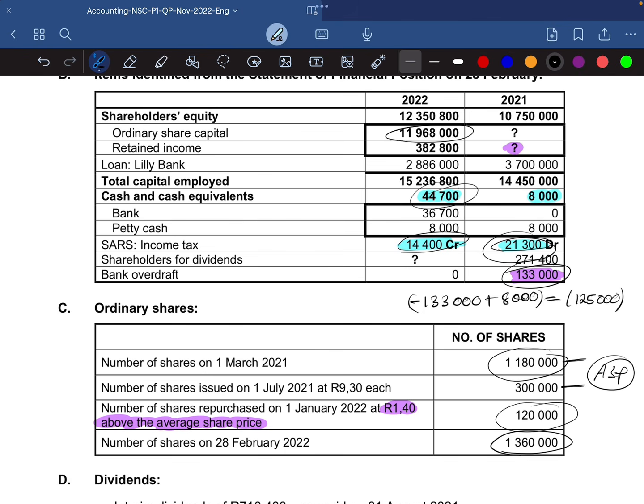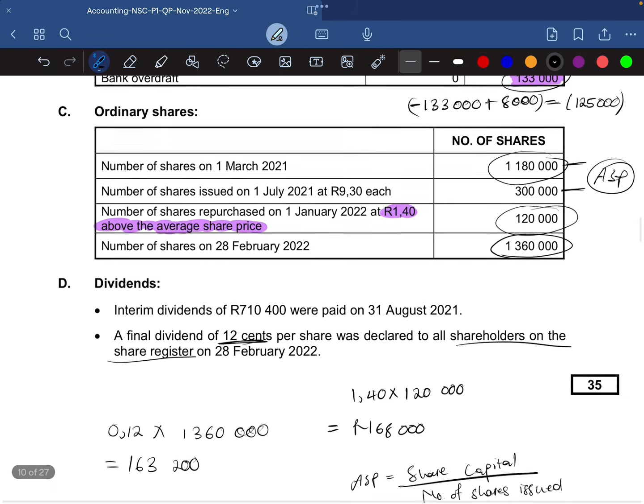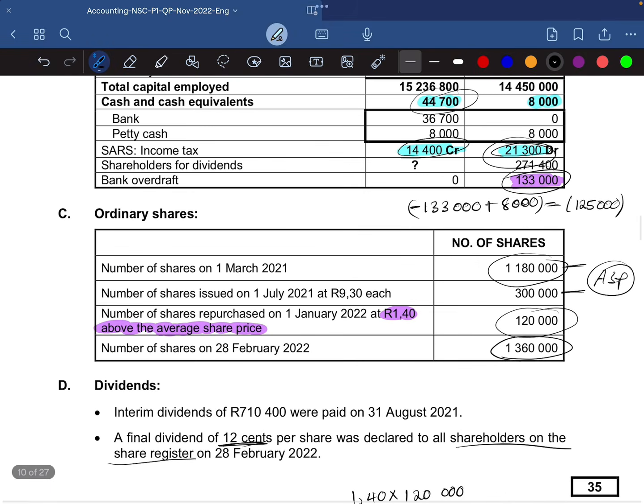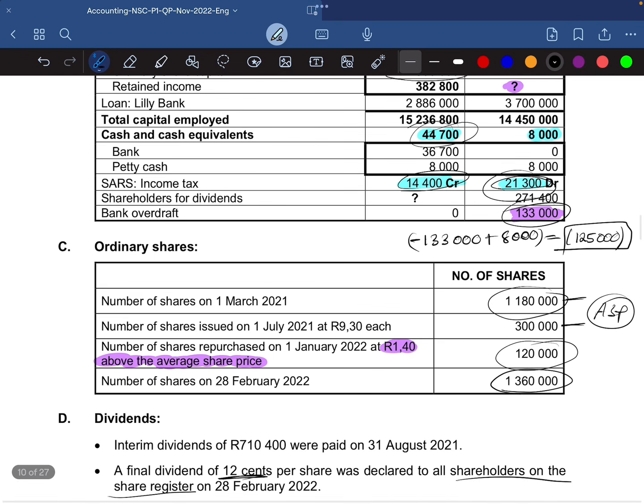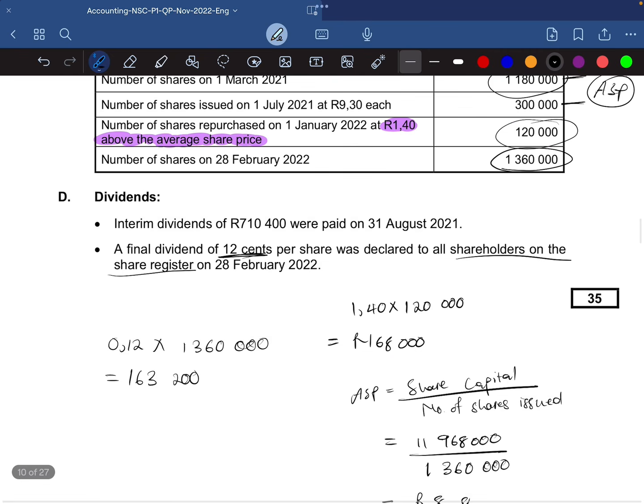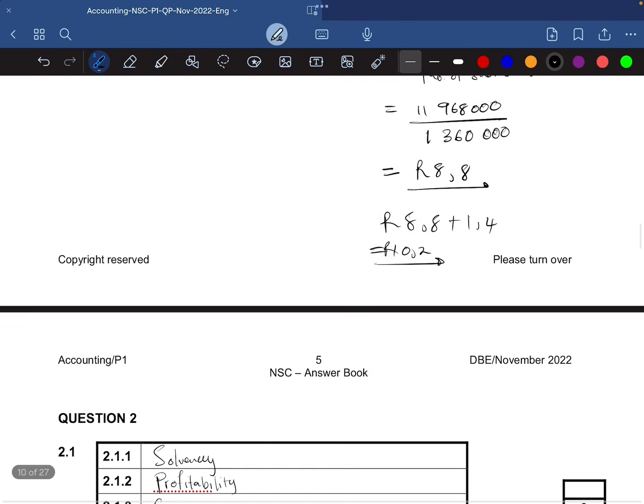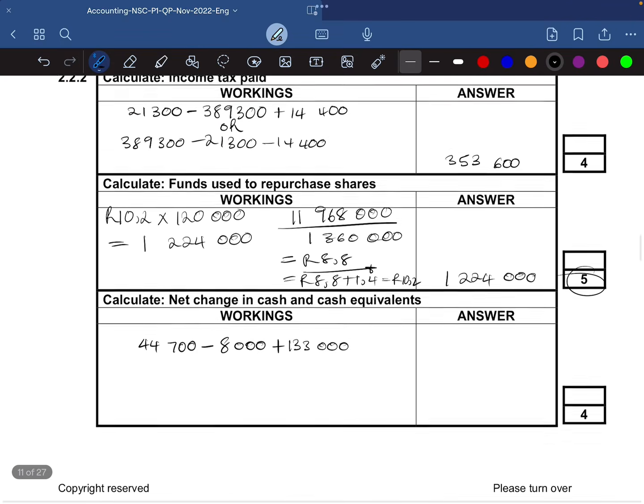You can actually work it the other way around, but because this was a negative balance, and now we are moving to 44,700, we are actually moving to a positive balance. So to clear this amount up, we need to add it up, so that we can clear the amount of that negative balance.